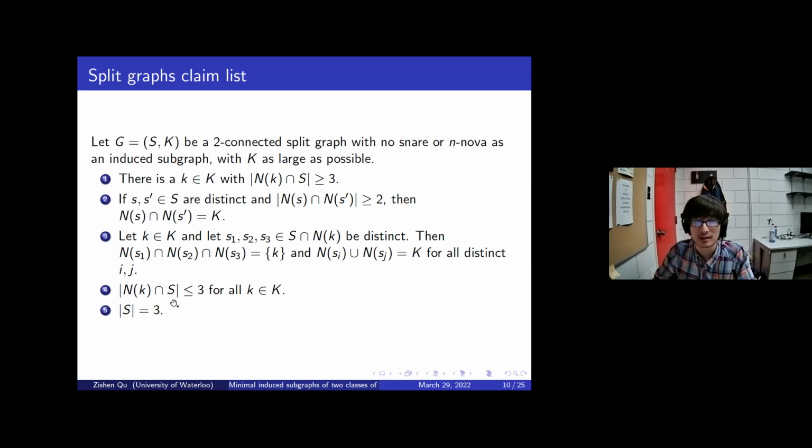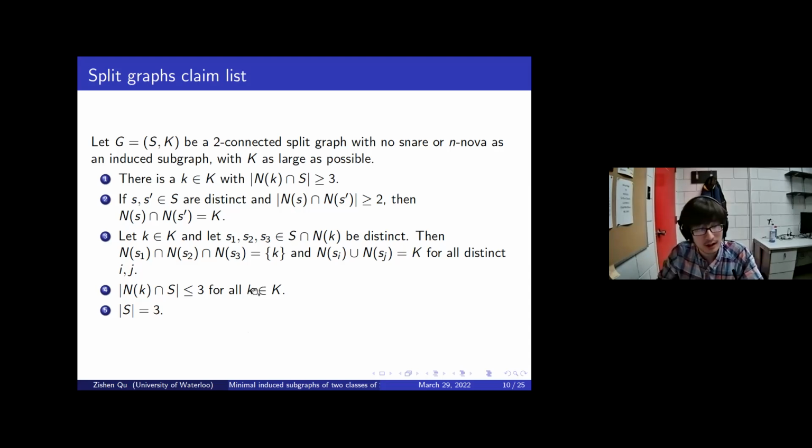And then we show that you can't actually have any degree higher than 3. The neighborhood of K in S is actually never higher than 3. So it's basically going to be exactly 3, right? That's all that says. And lastly, we show that S only has 3 vertices. And after that, you can just draw a Hamiltonian cycle. So yeah, you end it with that.